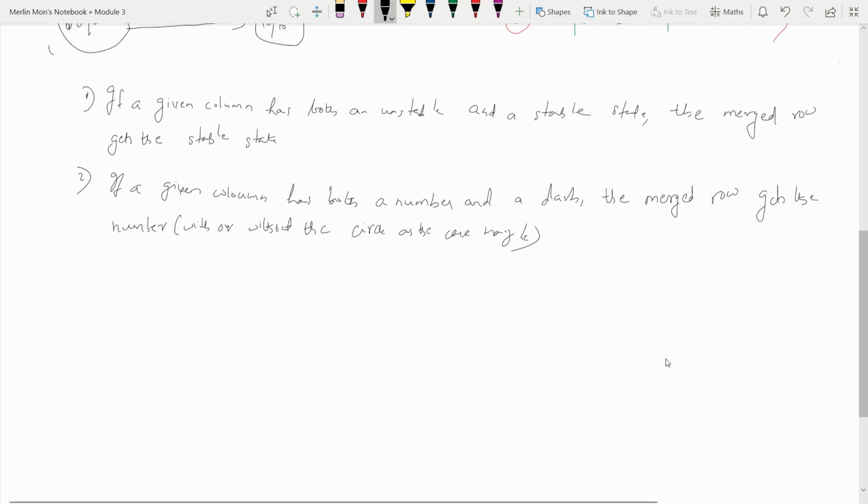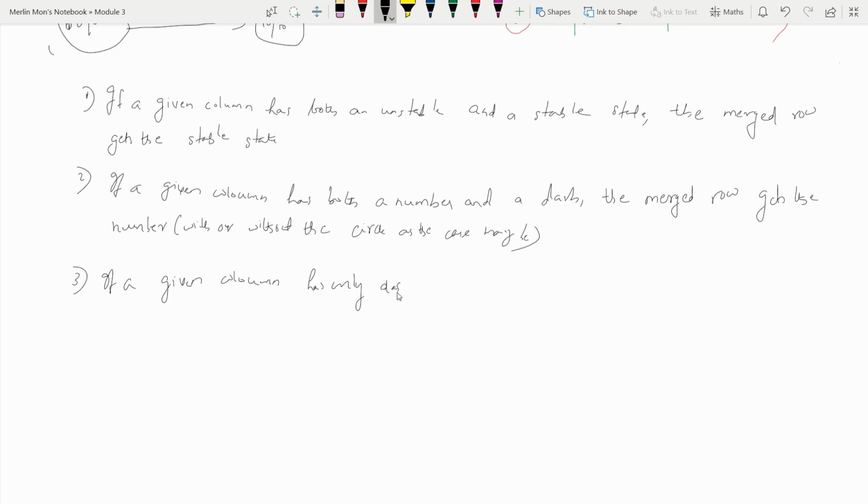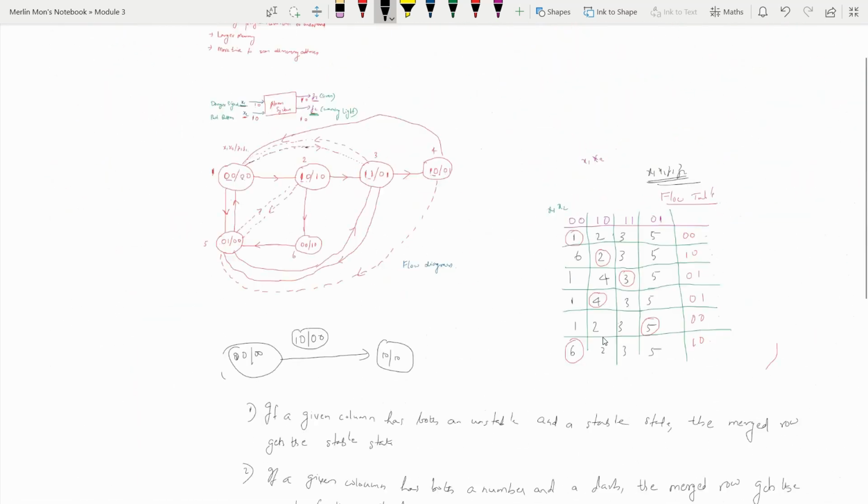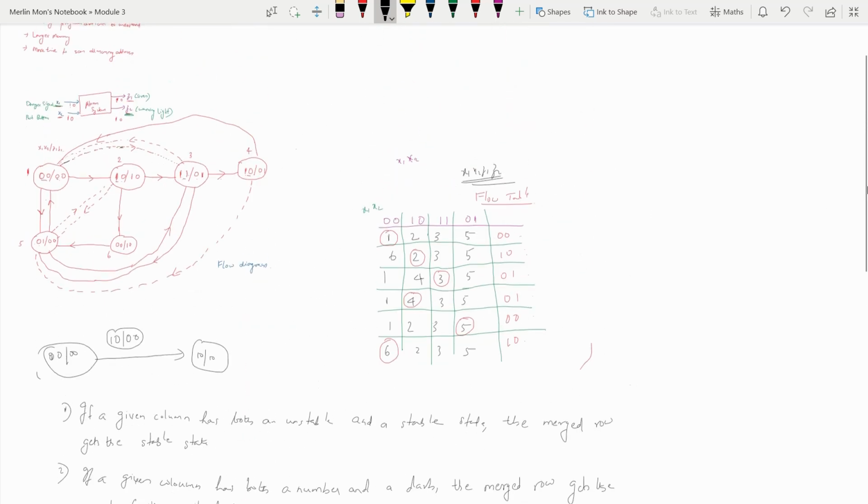Now the third rule, if a given column has only dashes, the merged row gets a dash. So using these rules, we will start building a smaller table. I will explain these rules by doing the example. That will be better, I think.